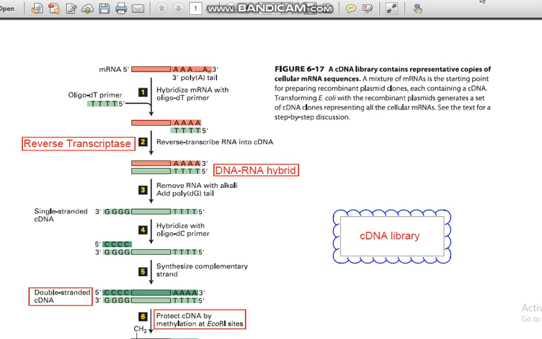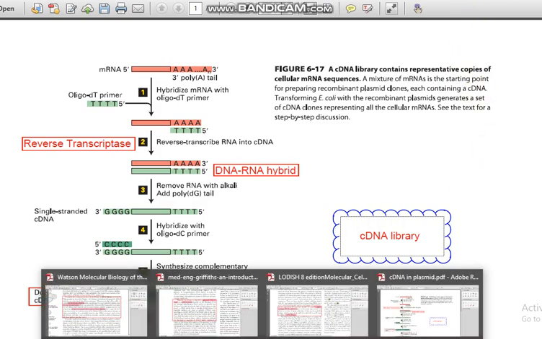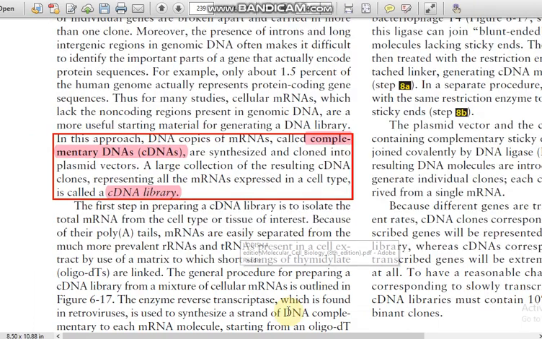Today I'll be taking complementary DNA library synthesis. Before going into the topic, I want to explain what is complementary DNA and why the word library is associated with this complementary DNA. For this, I would like to show you a paragraph from Lodish Molecular Biology.